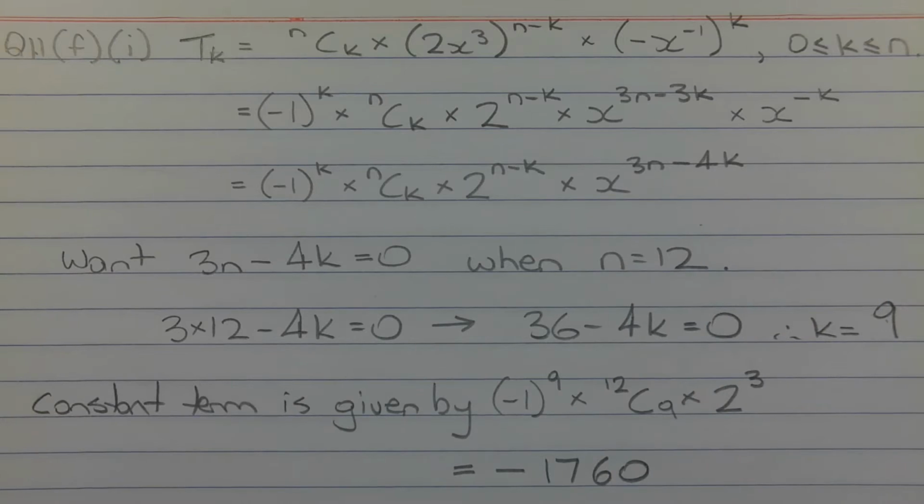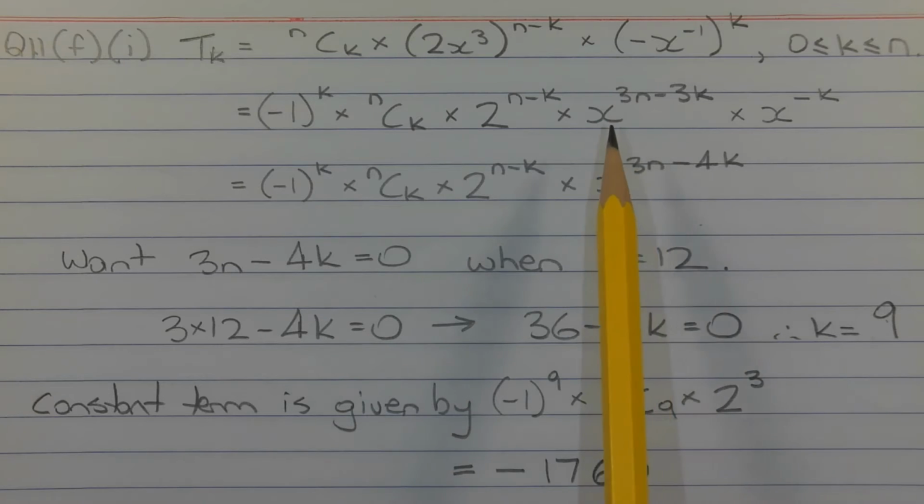Now, if you're wondering where this (−1)^k comes from, it comes from this particular negative here. Negative x to the power of negative 1 can be expressed as negative 1 times x to the power of negative 1. And that's where this (−1)^k comes from. Also, if we expand this bracket here, that's where we get the 2^(n−k) times x^(3n−3k), applying the power of a power index law.